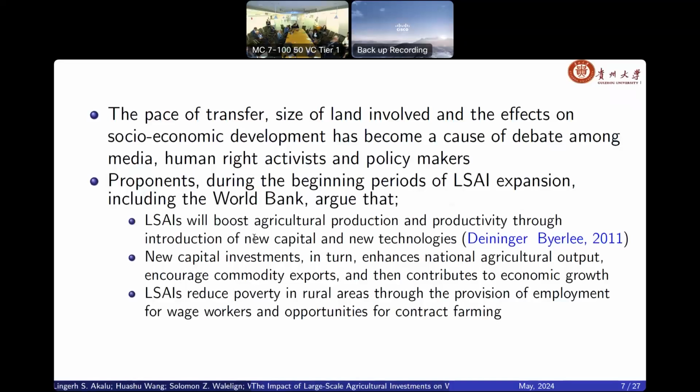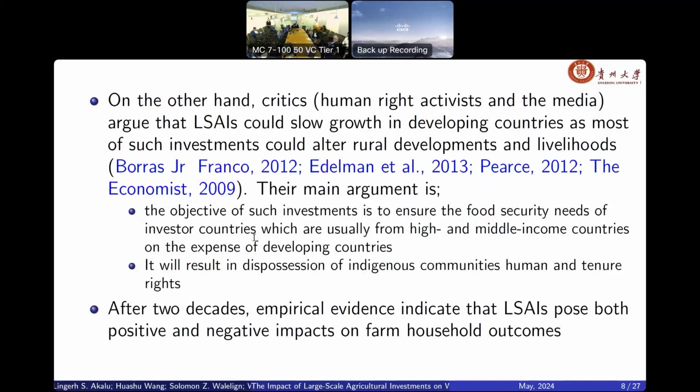The pace of transfer and the size of land involved caused a lot of debate in the literature, especially in the first period of the proliferation, around 2015-16. There was a continued debate regarding the benefits and costs of such investments. Some argue that these investments are useful for least developed countries in the global south. Other critics argue that these investments will not benefit the destination countries, because their objective is to ensure the availability of food supply for investor countries, especially those from developed countries, and it results in dispossession of land from indigenous communities.